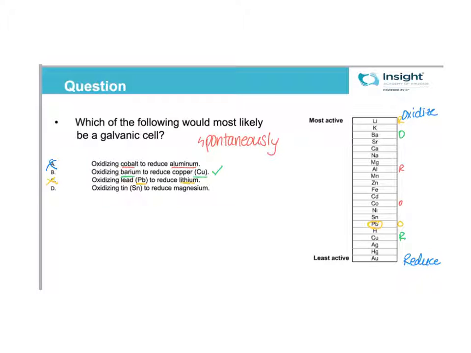And then we've got tin and magnesium. That also goes backwards for our reactivity series, so that's not going to happen spontaneously. So the only one that works here is B, the barium reducing copper. So hopefully how to use this reactivity series makes sense, and make sure you can recognize if something is an oxidation versus a reduction reaction. I have some practice for you in class.